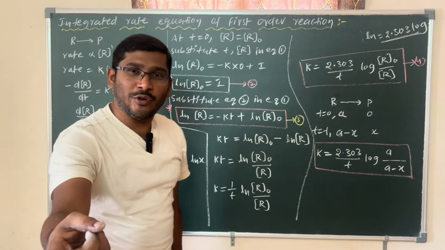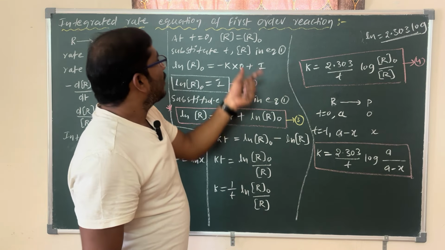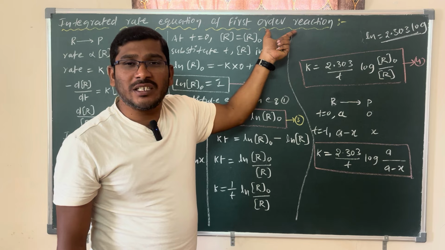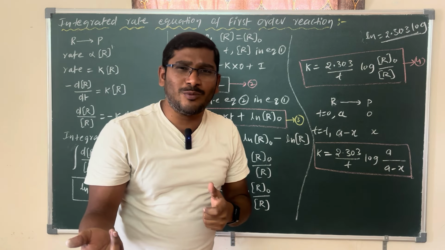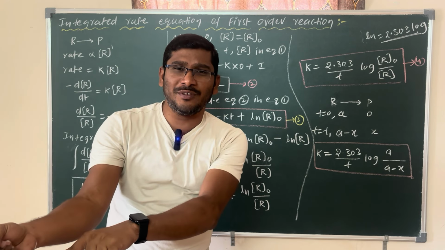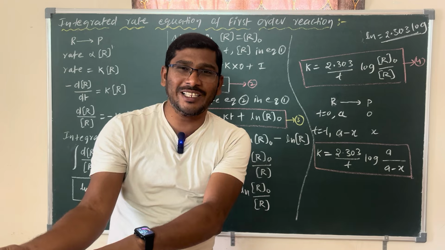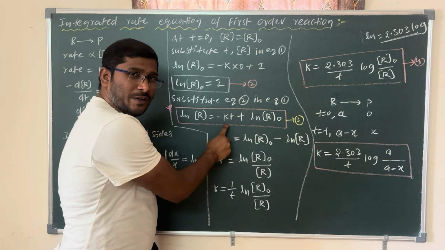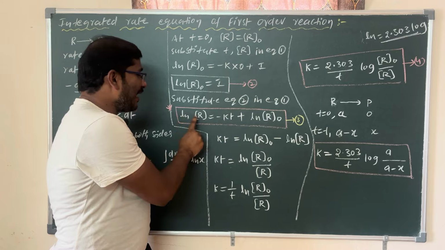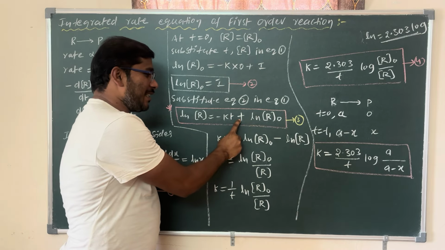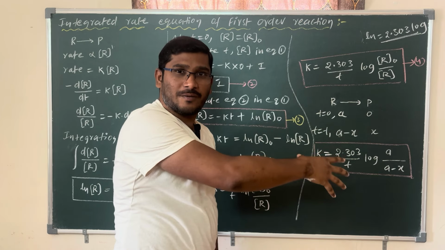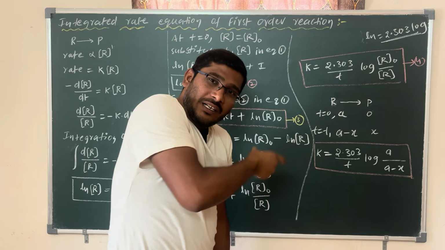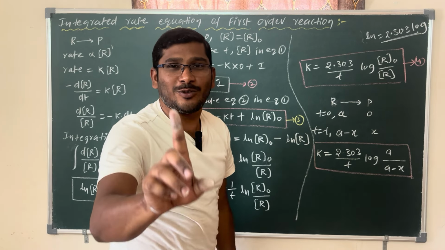In the next video, I am going to do all the graphs related to first order reaction. Very, very important. In this video the time duration has become long, that's why I am doing it in the next video. Don't forget to watch, students. From equation 3, what is equation 3? ln r is equal to minus kt plus ln r naught. From this, I am going to do all the graphs. 4 graphs are there, with derivation. Don't forget to watch.